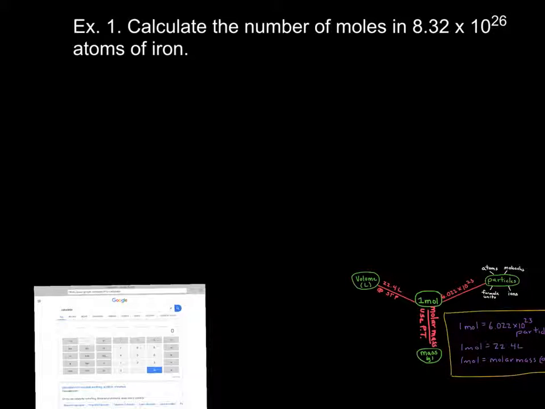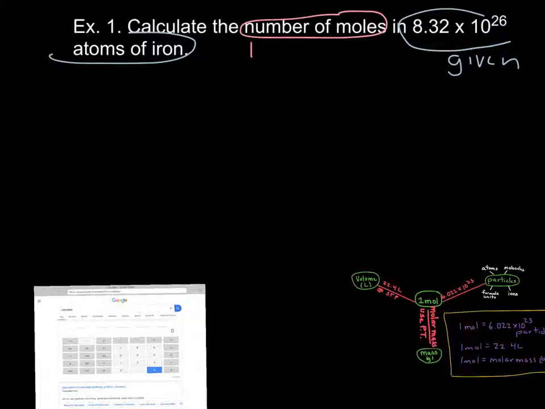Alright guys, let's take a look at this problem. Please write down the example. Let's identify our known and our given and our target. Calculate the number of moles in 8.32 times 10 to the 26th power atoms of iron. This given value is our given. And our target here is the number of moles. That's our target. That's what we're going for.